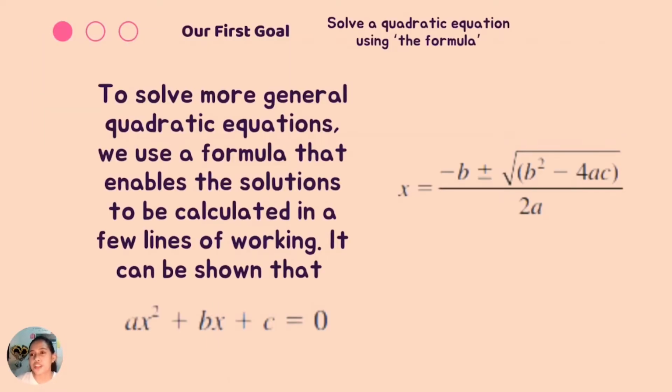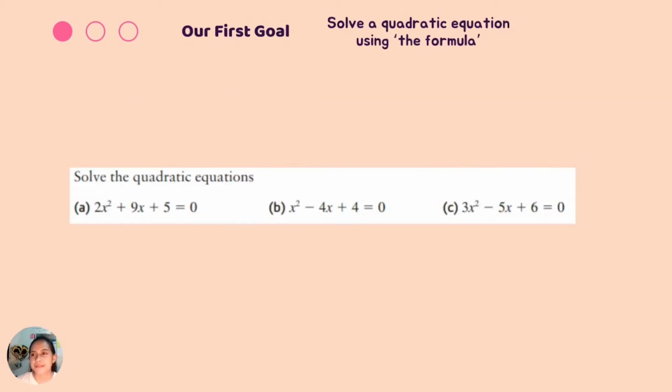To solve more general quadratic equations, we use a formula that enables the solution to be calculated in a few lines of working. It can be shown that if ax squared plus bx plus c equals 0, then x equals negative b plus or minus the square root of the quantity b squared minus 4ac, all over 2a. We all know this is the quadratic formula, so we all know how to solve these by using it.